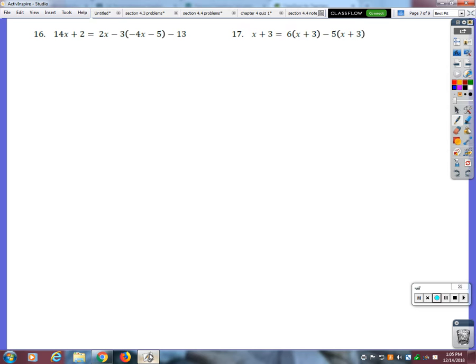But this one, you got 2x right here and you got negative 13 right there. Those are not like terms, so you can't combine them. So we're going to have to go straight to getting rid of the parentheses. Okay? So I'm going to distribute this negative 3. So what's negative 3 times negative 4x? Right, 2 negatives make a positive, so that's 12x. What's negative 3 times negative 5? Awesome. And then the negative 13 just chills.